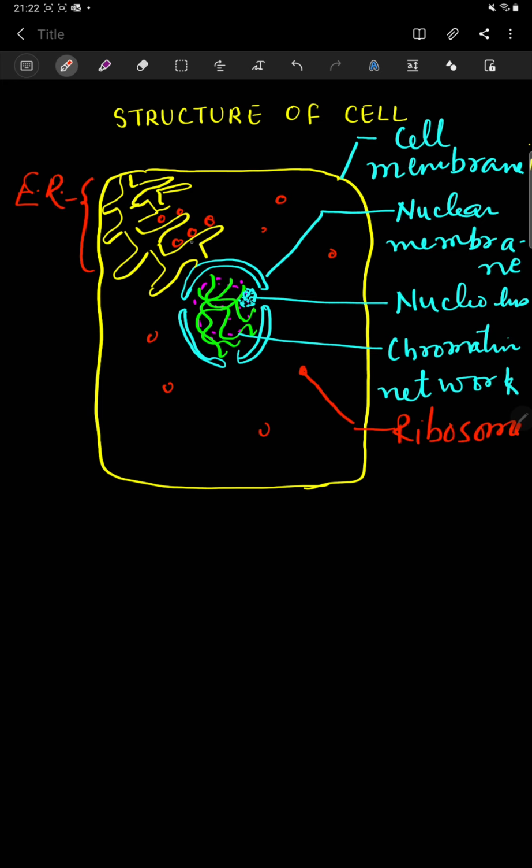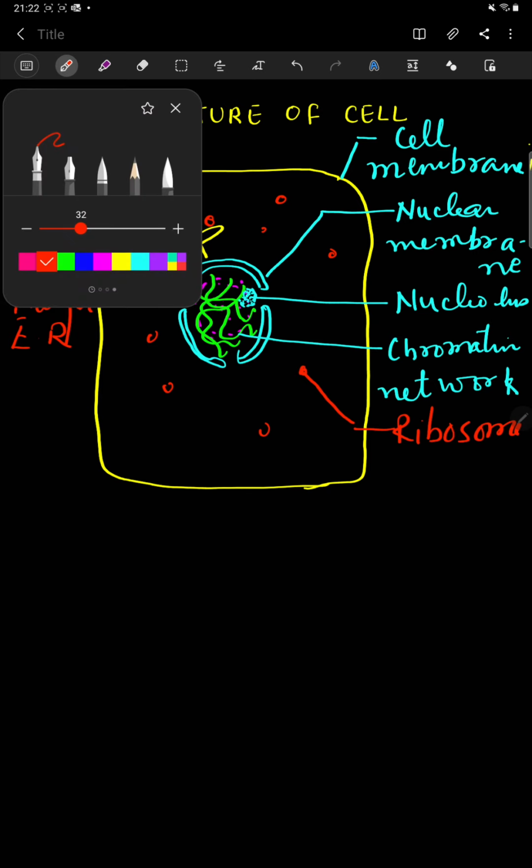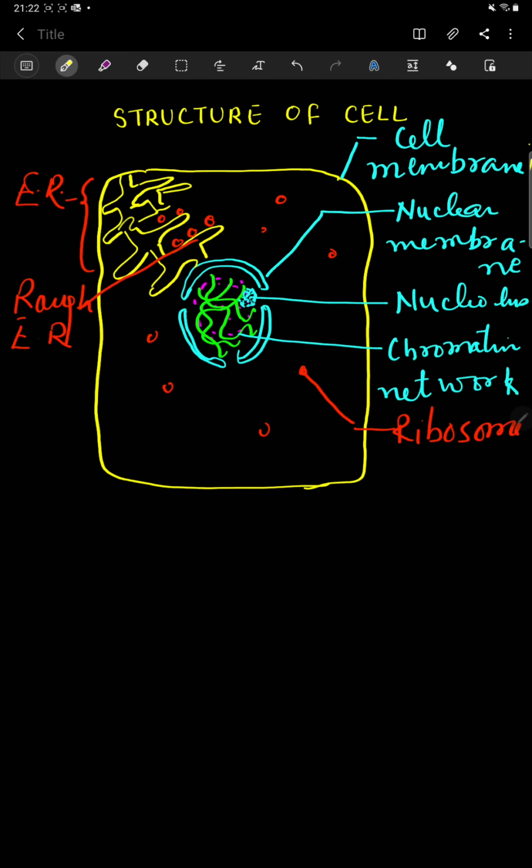When ribosomes are attached with the ER, this kind of ER is to be termed as rough ER, rough endoplasmic reticulum. When ribosomes are not attached with this endoplasmic reticulum, in that condition we use the term smooth, smooth endoplasmic reticulum.